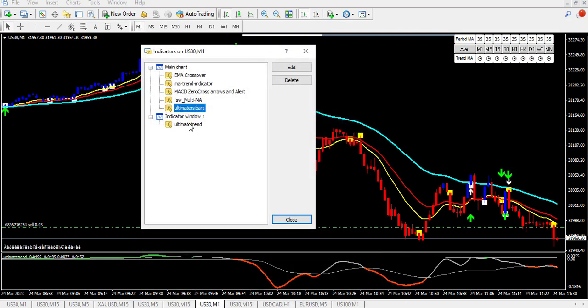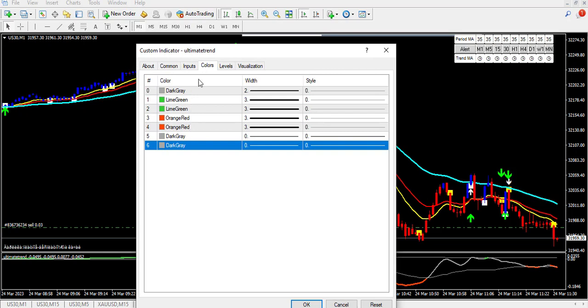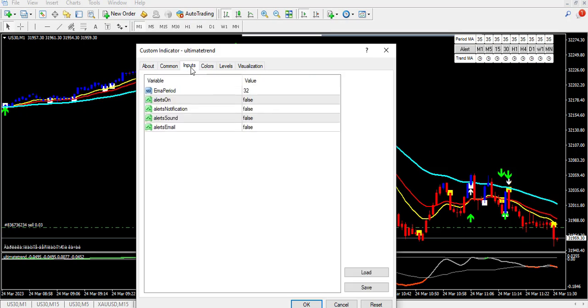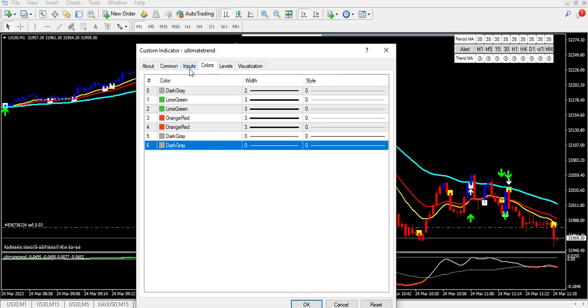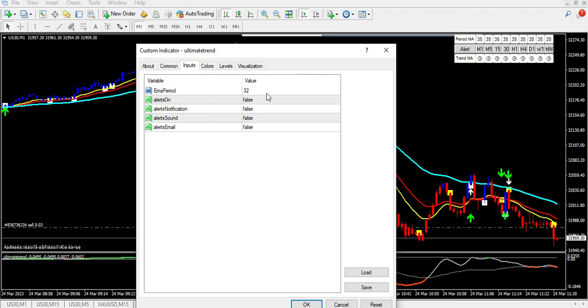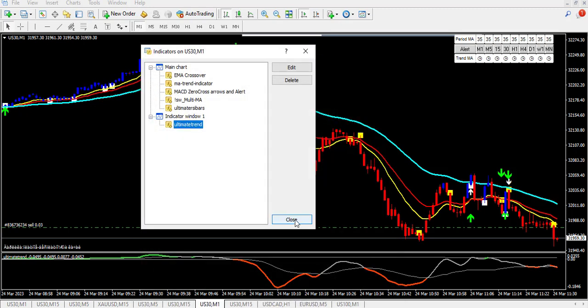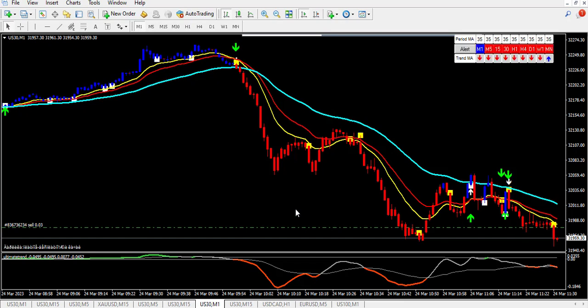Then the last indicator on the indicator window is this ultimate trend indicator, and here we have the color, and here we have the MA period, which is 32. Beside it, there's nothing to change. Just click OK when you are done. You only change the color and the input to 32. If you want the alert, you can turn it on. So these are all the indicators I use for this MetaTrader 4 1 minute scalping strategy.